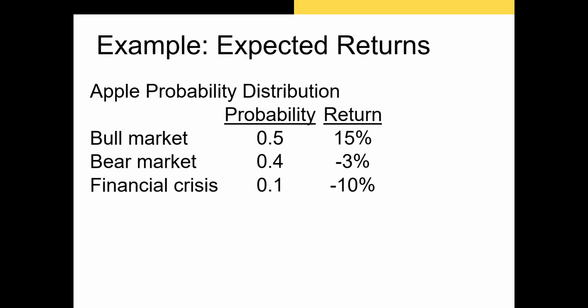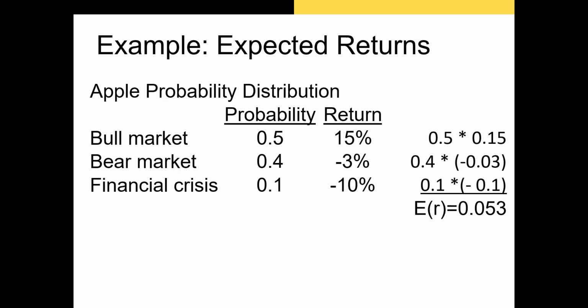In this example, we know that Apple stock will offer different returns in different states of the economy. A 15% return in a bull market or a good market, a negative 3% return in a bear market or a depressed market or a bad market, and a negative 10% return in a financial crisis. Note the probability of each of these states of the economy occurring. What you're looking at right now is a probability distribution. Now, let's multiply our probabilities by the returns and then sum them up. Our expected return in this example is 0.053 or 5.3%.